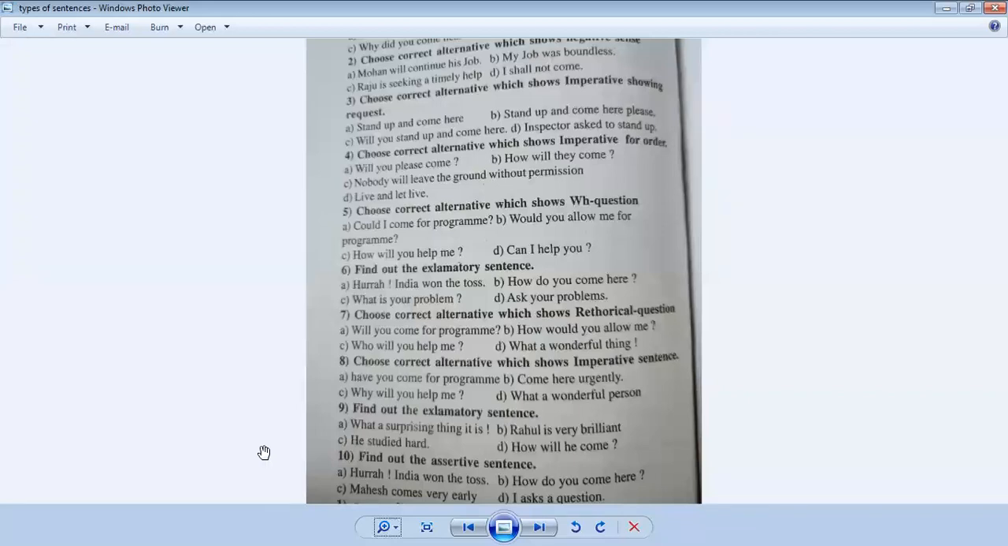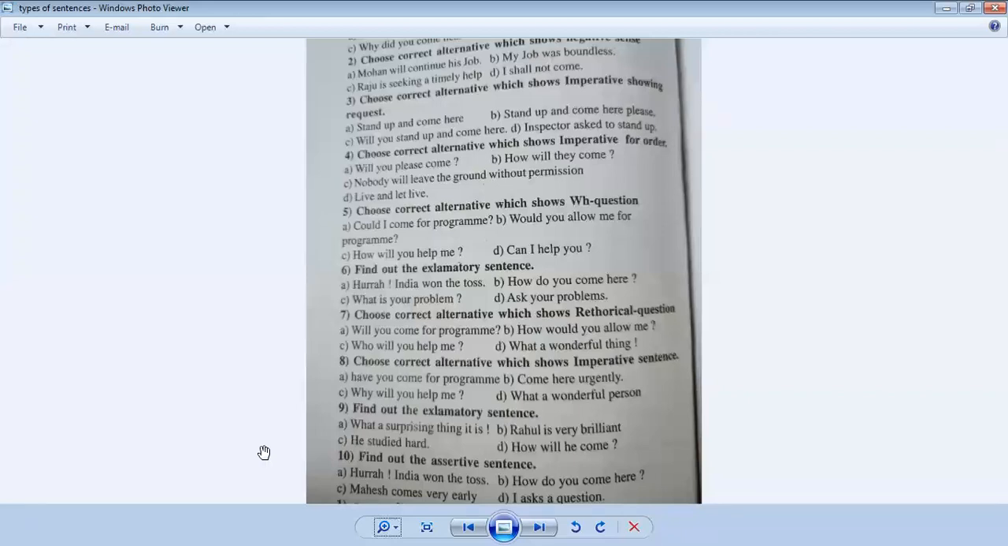Yes. So seventh one, the answer is A. Will you come for the program? A rhetorical question is generally not asked to get the answer per se. You are just trying to make a point. You don't expect an answer.